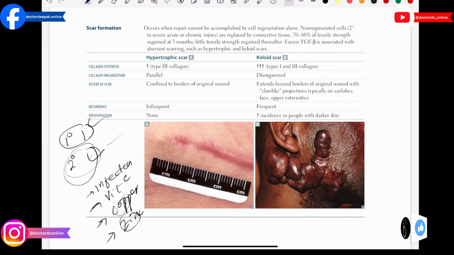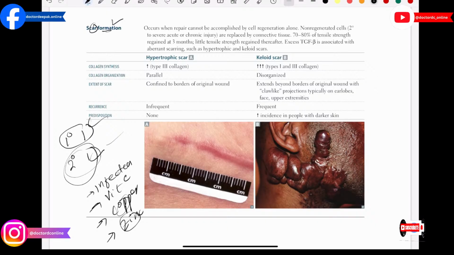There are also many other causes which can cause delayed wound healing, like diabetes, malnutrition, ischemia, foreign bodies. There are many different causes. So before starting scar formation, you have to remember what is primary intention, what is secondary intention, and what are the causes of delayed wound healing. Then after that let's talk about scar formation.